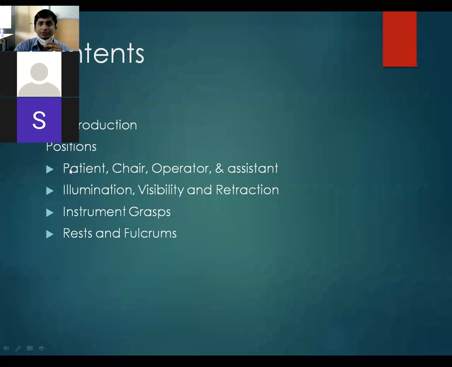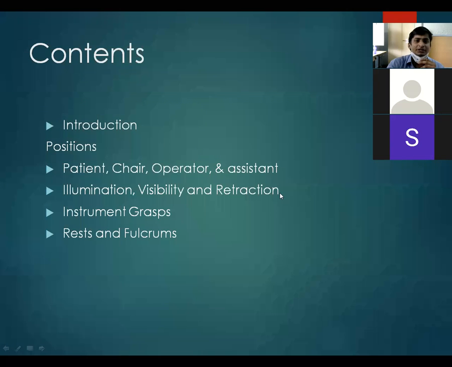We'll be seeing this topic under the following headings. We'll be seeing introduction, positions, that is, what is the patient position, chair position, operator position, assistant position, all these positions during different procedures. Then we'll see about illumination, visibility, retraction, and what are the instrument grasp, rest and fulcrum. All these things are very important while performing any clinical procedure in dentistry.